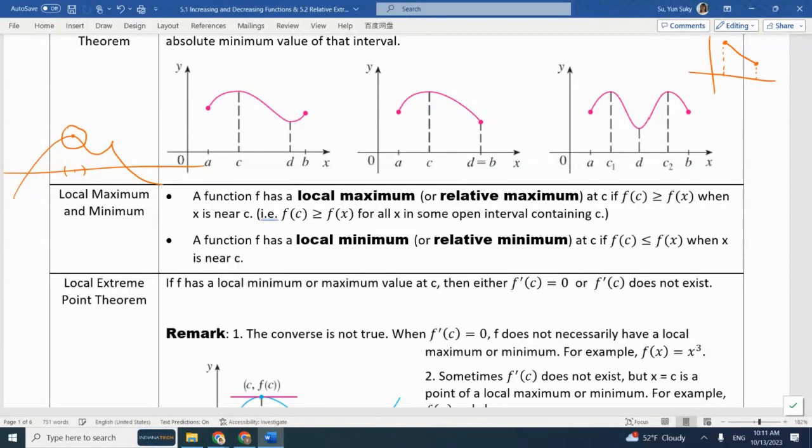And then the function has a local minimum, or relative minimum, at c if f of c is less than or equal to f of x, where x is near c. So you look at this picture. Do you see here? This is a local minimum. Yeah? It's not an absolute minimum because I can find some point that's smaller than that. It's not an absolute minimum. It's a local minimum. Okay? It's less than or equal to the values of f for x near it. You can find an open interval.